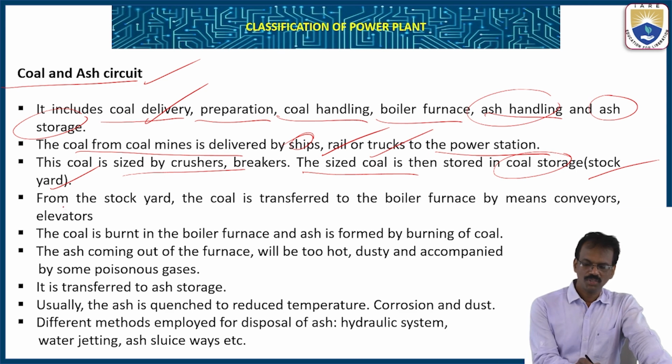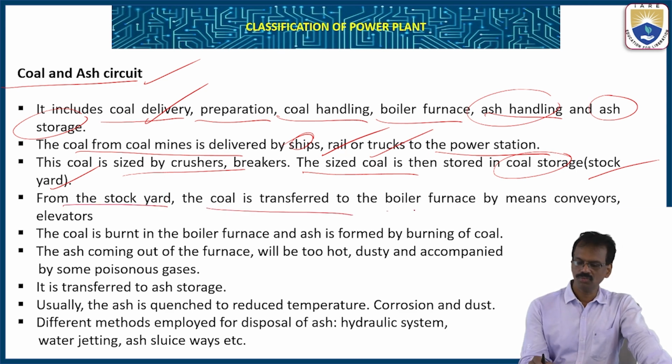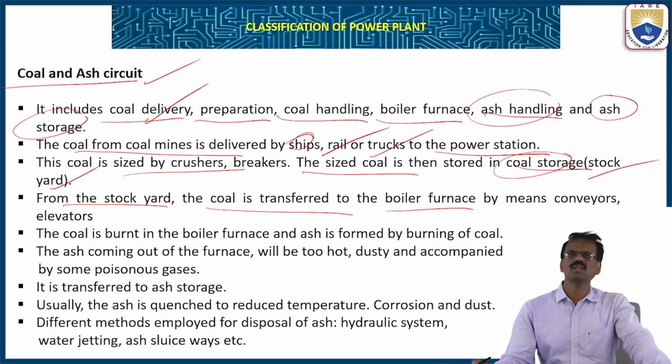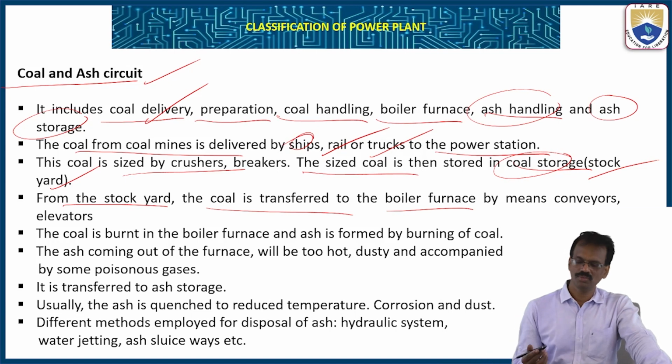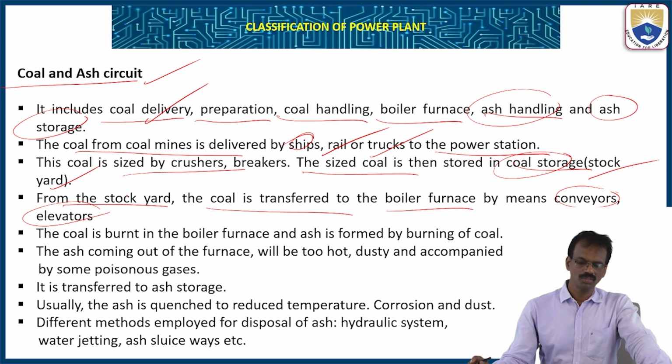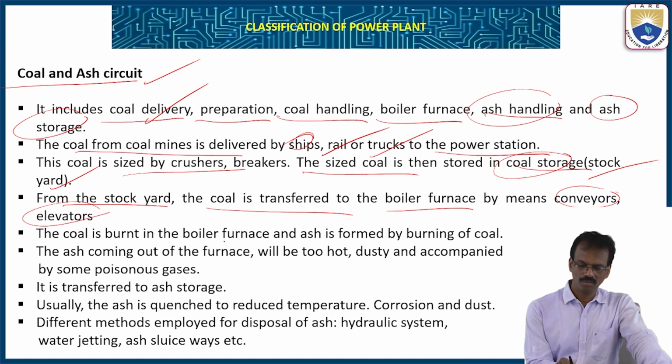From the stockyard, the coal is transferred to the boiler furnace. From the coal storage, the coal is transferred to the boiler furnace by means of conveyors and elevators. You know this one. Then the coal is burnt in the boiler furnace for the generation of steam from the water, and automatically ash is formed by burning of the coal.